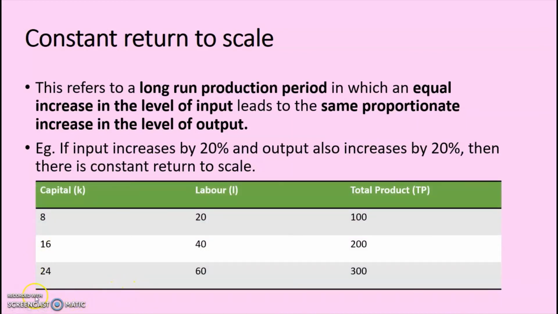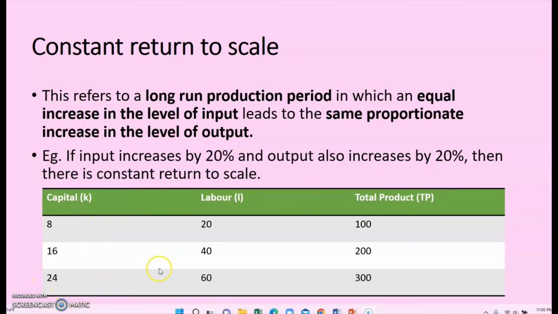Now on the table, we have capital, labor, and total product, which, as I said, is the same as the output. With the capital, the first we have 8 and then labor 20, total product, which is output, at 100. Then the capital increases from 8 to 16 with an increase in labor from 20 to 40. Then we have an output increasing from 100 to 200, meaning that we have an increase of 100.